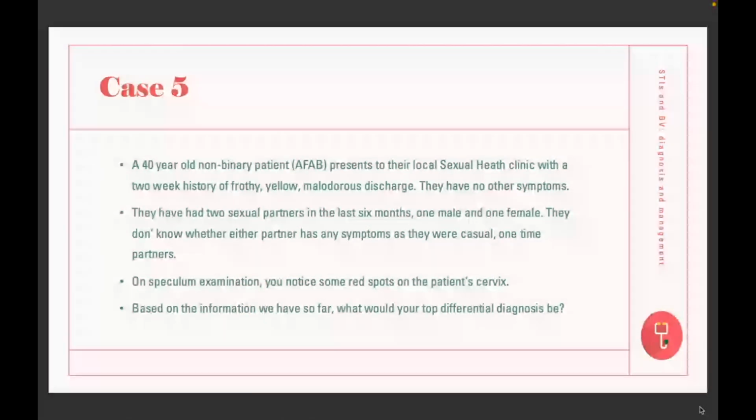So, case 5 is a 40-year-old non-binary patient who's assigned female at birth. They present to their local sexual health clinic with a 2-week history of frothy, yellow, malodorous discharge. They have no other symptoms at all. They've had 2 sexual partners in the last 6 months, 1 male and 1 female. They don't know whether either partner has any symptoms, as they were casual one-time partners. On speculum examination, you notice some red spots on the patient's cervix. Based on that information, what do you think your top differential would be for this patient?